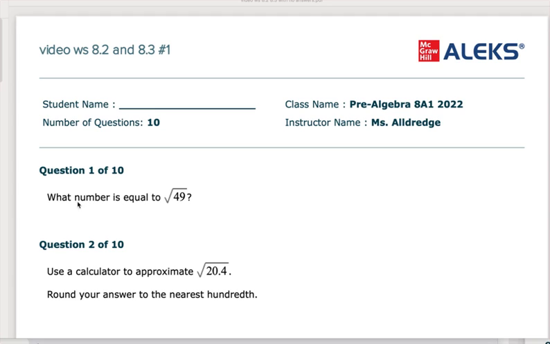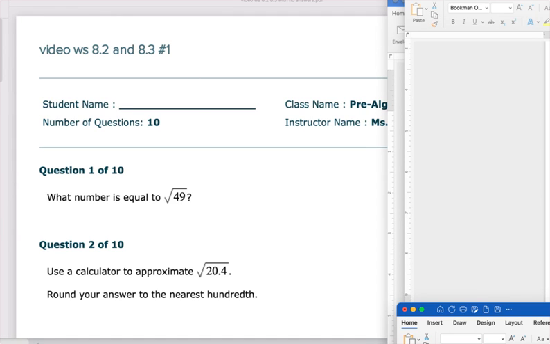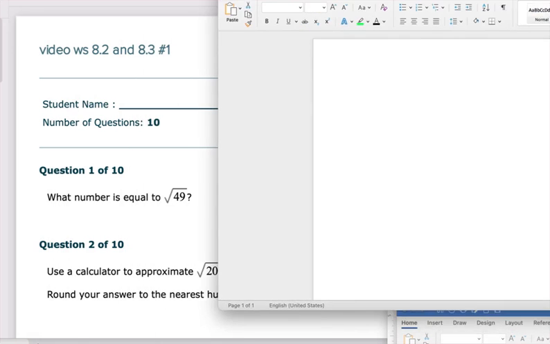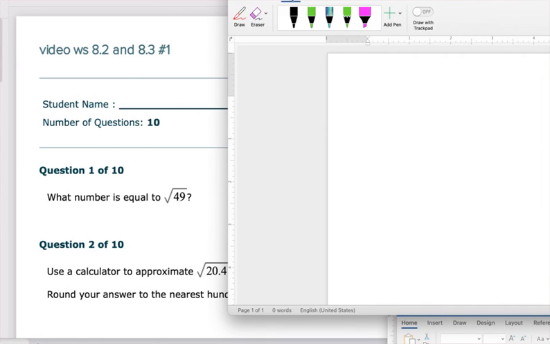Okay, so what number is equal to the square root of 49? Well, we know that 7 times 7... let me get a Word document here, and we'll make a new document so that we can write on it. So we're doing the square root of 49, and the square root of 49 is 7, because 7 times 7 equals 49. So that is number one.